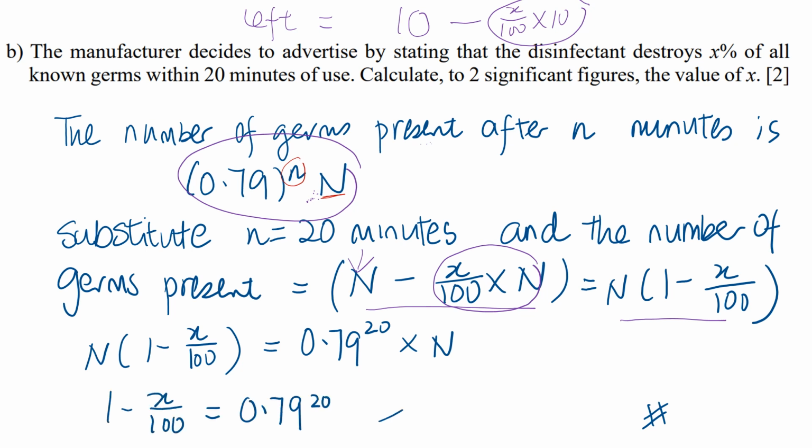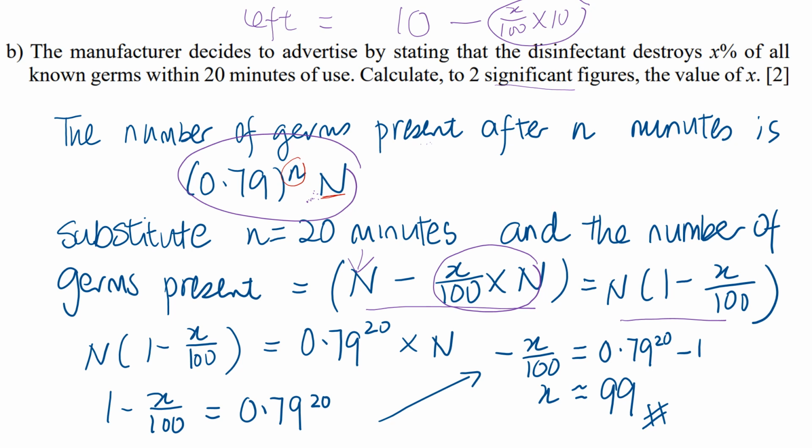Okay, and then simplify further. Use your calculator, and you'll get X equals 99, because you're supposed to express it to two significant figures. Oh my goodness, after 20 minutes, you can literally kill 99% of all the germs. It's still not 100%, but 99 is already good enough.